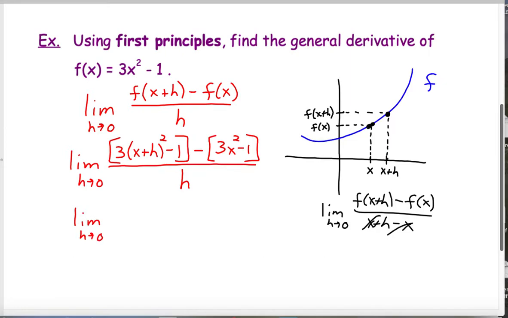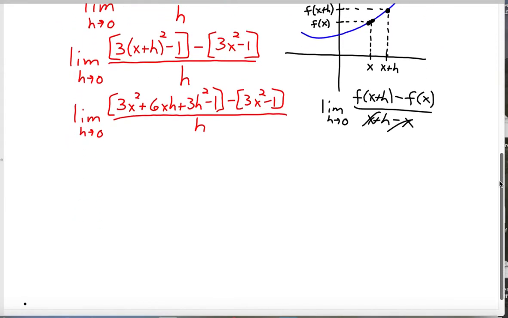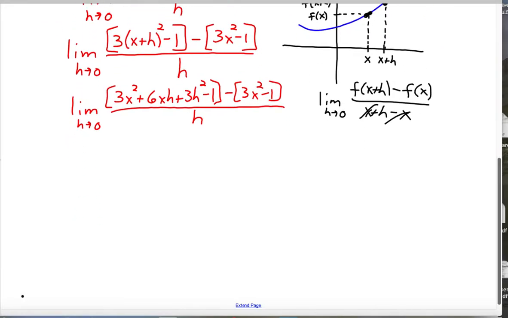So let's go ahead and square. If I square x plus h and then multiply everything by 3, I'm going to get 3x squared plus, and then I'll have 2xh times 3 is 6xh, and then 3h squared, and don't forget the minus 1, and then minus 3x squared minus 1. And all of that is over h. I cannot evaluate the limit yet because if I plugged in 0 for h, I'd be dividing by 0. And now we notice these 3x squareds will cancel, and then negative 1 minus a negative 1 is negative 1 plus 1.